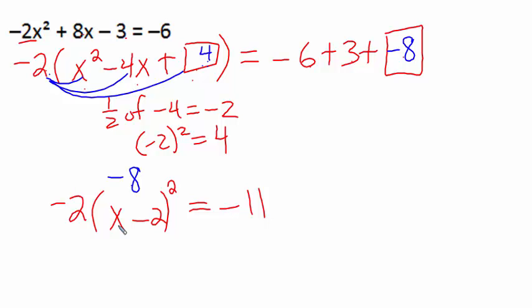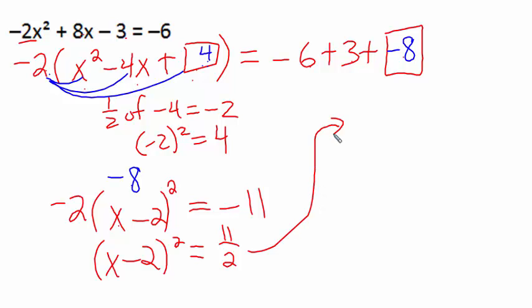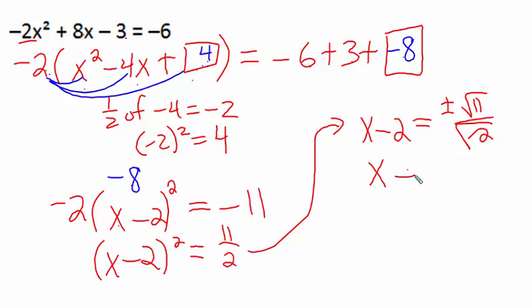Now we need to isolate the x in this equation. So the first thing we want to get rid of is the -2 multiplier that's out front. If I divide both sides by -2, a -11 over a -2 is like a +11 over 2. Then I can take the square root of both sides. I get x - 2 equals plus and minus, I'll call it square root of 11 over square root of 2. Add 2 to both sides.